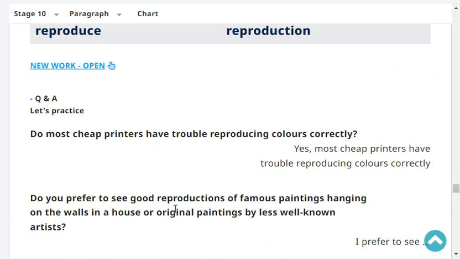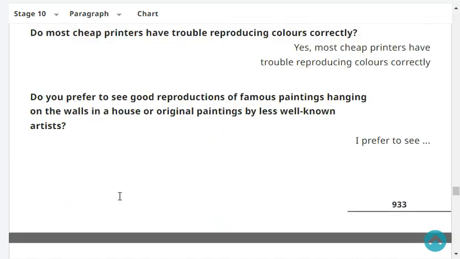Do most cheap printers have trouble reproducing colors correctly? Yes, most cheap printers have trouble reproducing colors correctly.